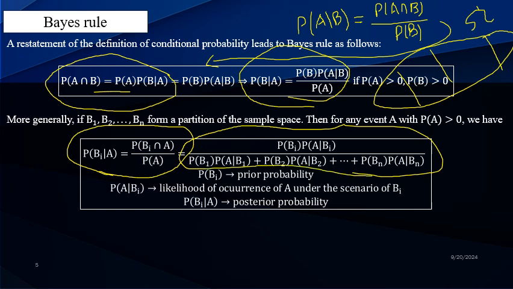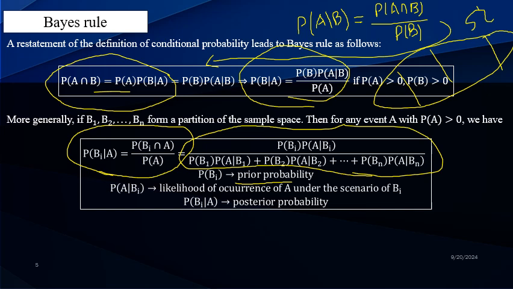And you need to know that the probability of Bi, we call it the prior probability. That means the initial belief. The probability of A given Bi means likelihood. You don't know the probability of A directly. So under this scenario, you try to compute the likelihood of A, not the true probability of A, the likelihood of A under the scenario of Bi's. Likelihood is not directly giving the exact probability. It is computed under the various scenarios. So it is the likelihood of observing or occurrence of A under the scenario of Bi.